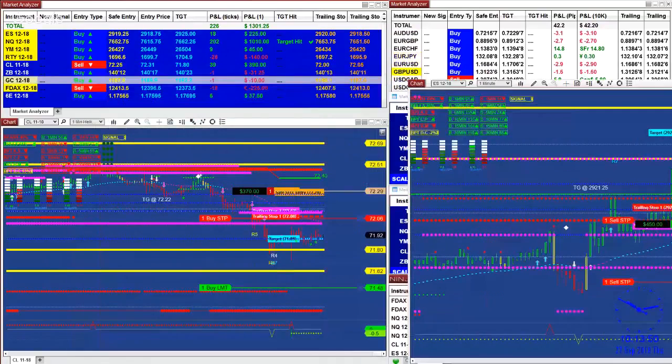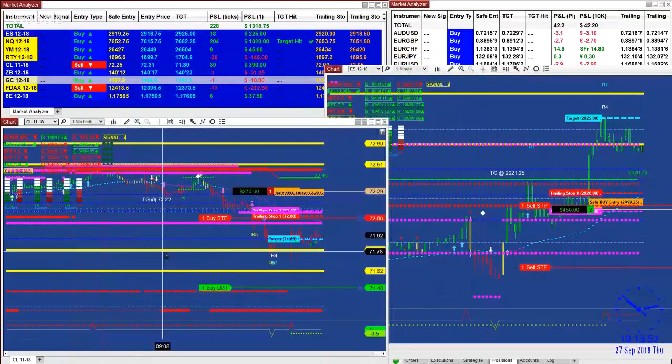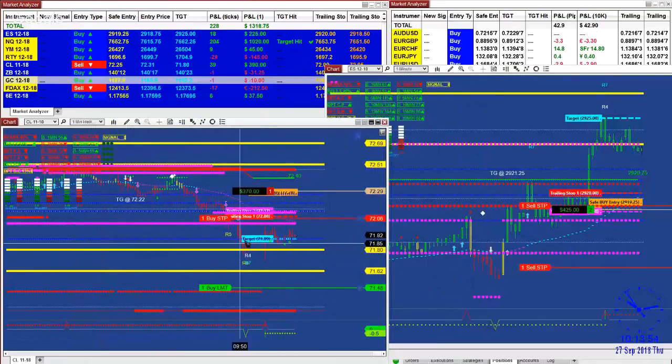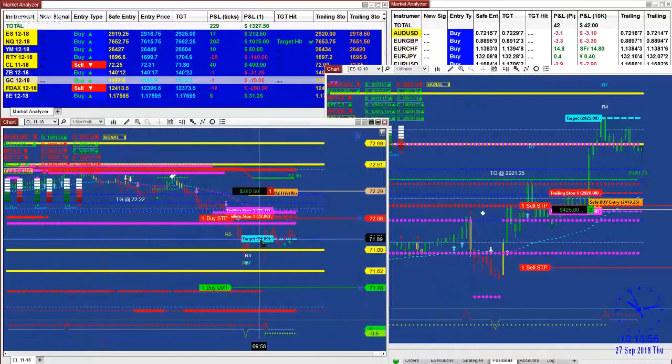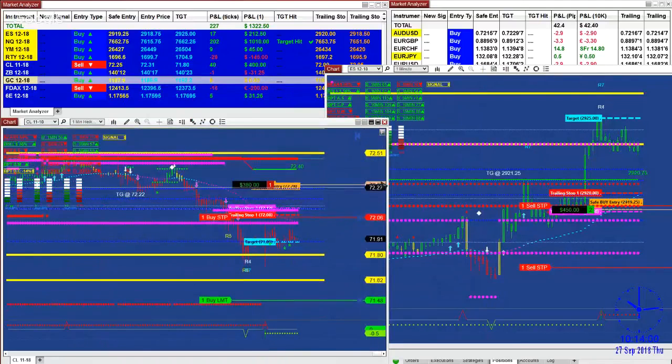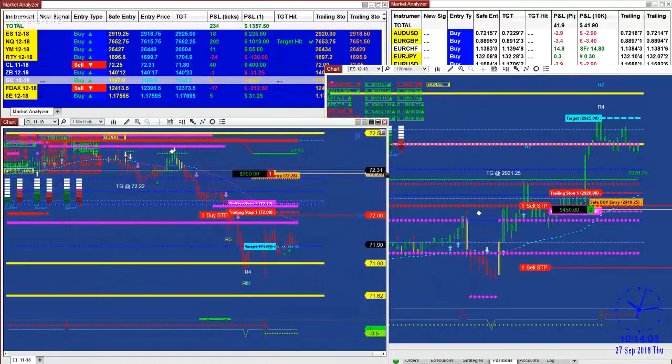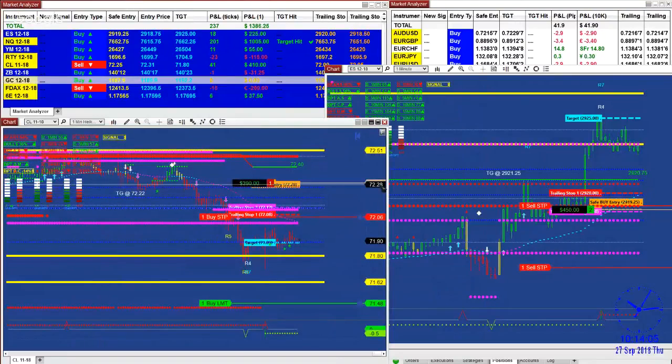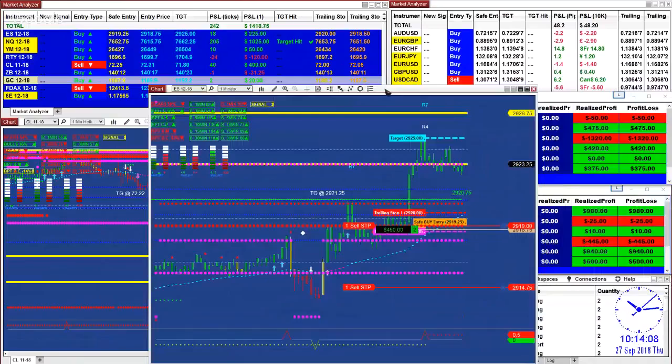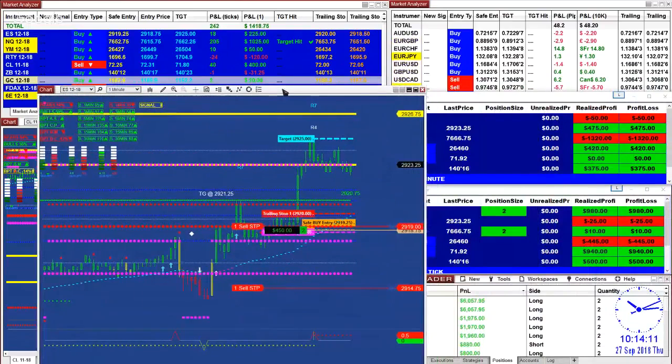I think the CL has died on us. Let me see. The CL, after it hits the target, nothing has happened. I think the party is over on the NASDAQ, on the CL. We will see. So what we are looking for, guys, is a new signal.